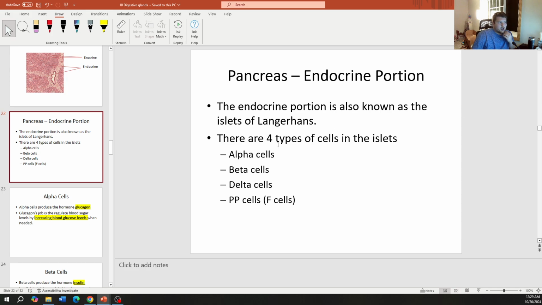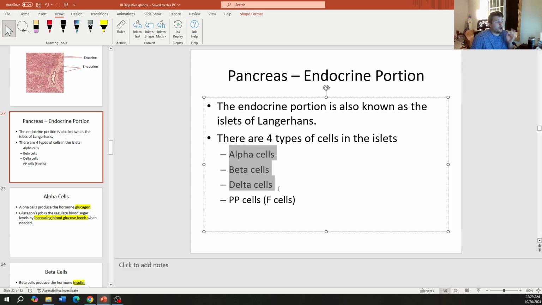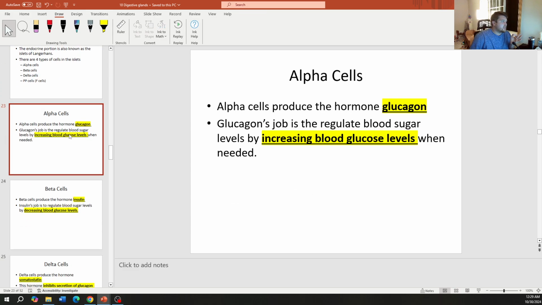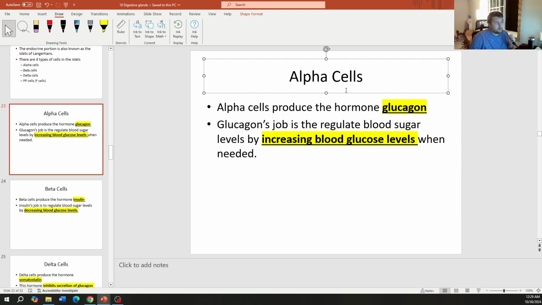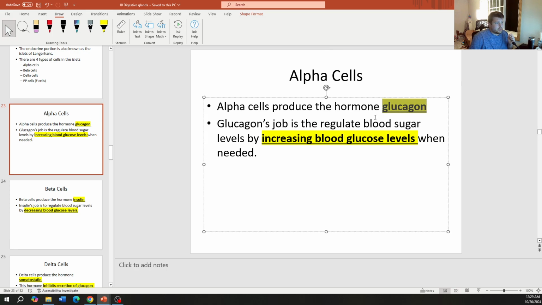So these islets of Langerhans, there are 4 types of cells: alpha cells, beta cells, delta cells. These are the big 3 that we always talk about. But then there's also an extra 4th called PP cells, also known as F cells. Okay? We want to associate each of these cells with what they produce and their function. So alpha cells produce the hormone glucagon, and glucagon regulates blood sugar by increasing blood glucose levels when needed.